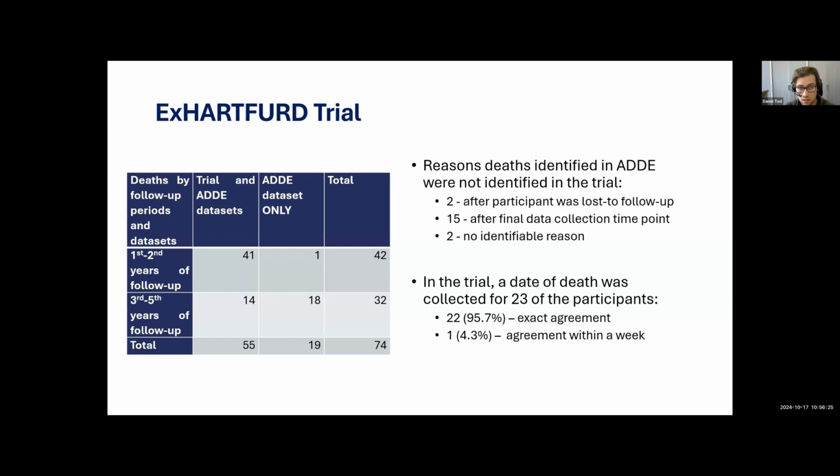Now, obviously, as it's extending the follow-up, we also tried to explore the reasons why these additional deaths were identified. So we saw that 2 deaths were after a patient was lost to follow-up, which the study wouldn't have been able to follow up, whereas due to the less burdensome follow-up of participants, routine data was able to improve this and identify additional patients. There were 15 patients which were after the final data collection time point and just could not be followed up. We wouldn't expect that.